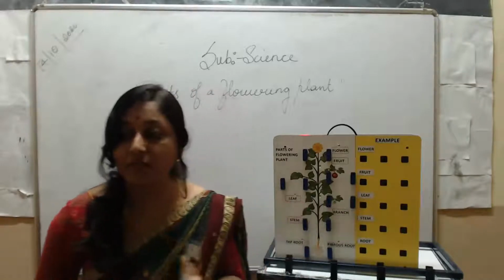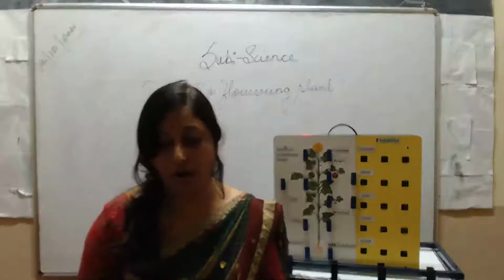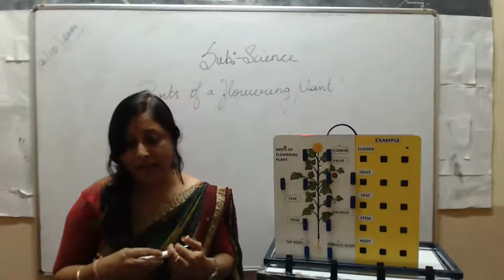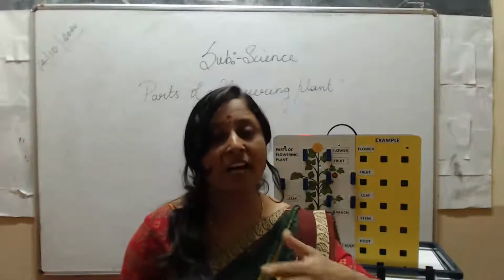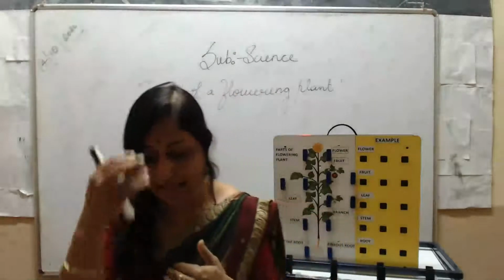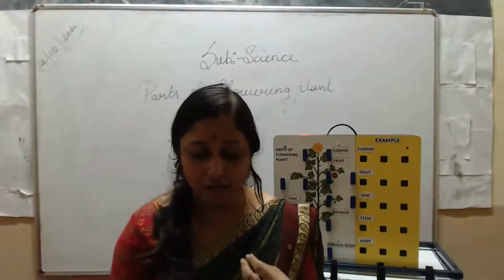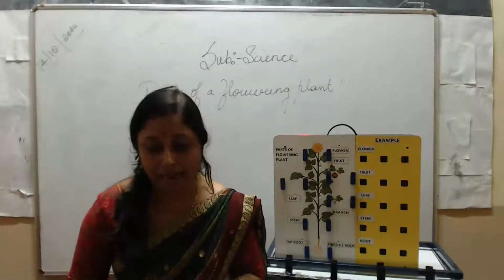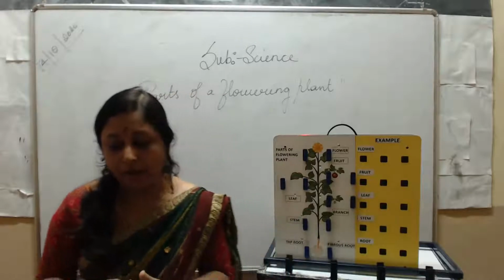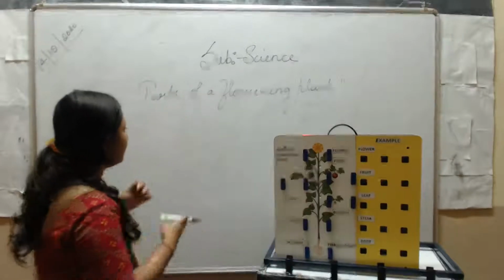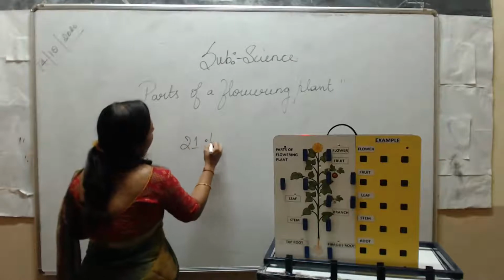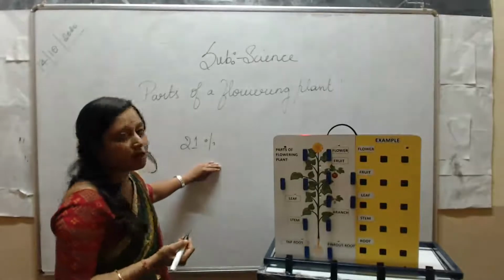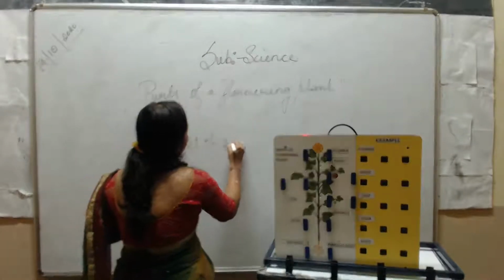Plants are a very important part of our life. We all depend on plants for our food, directly or indirectly. The air we breathe we get from the trees, from the plants. 21% of oxygen is produced by plants. With the help of plants we get how many percent? 21% of oxygen.